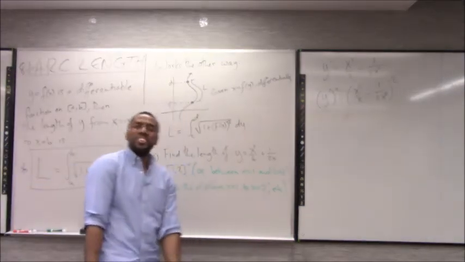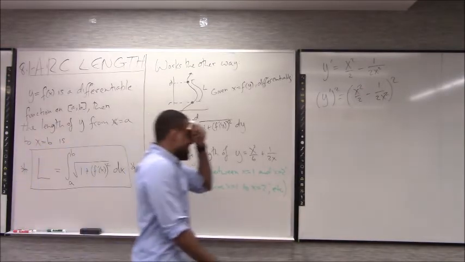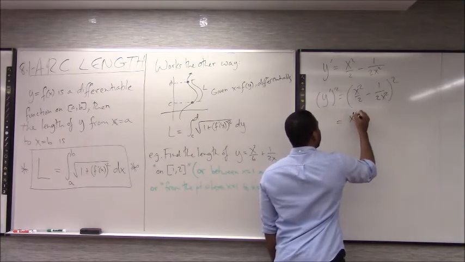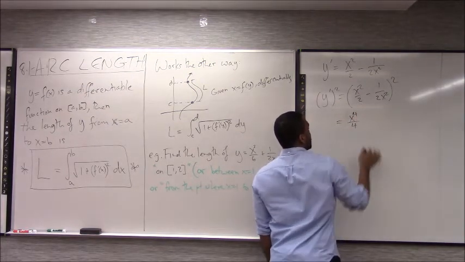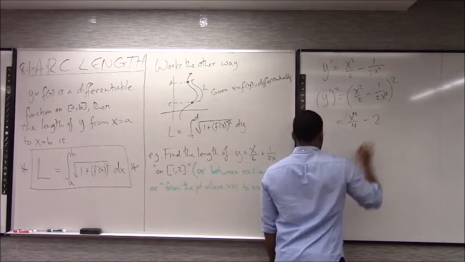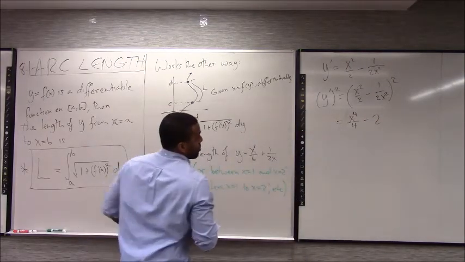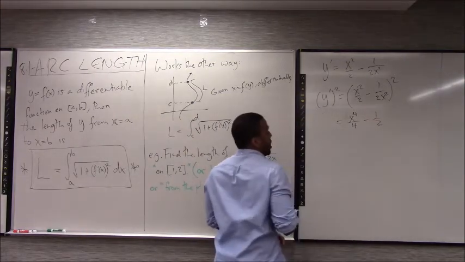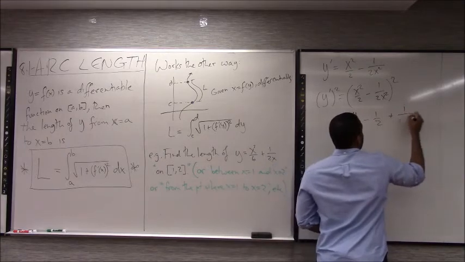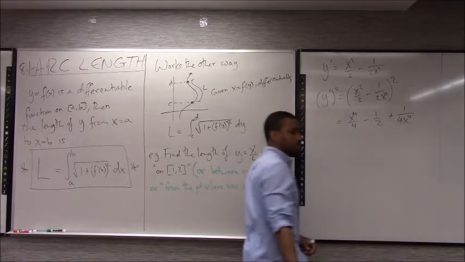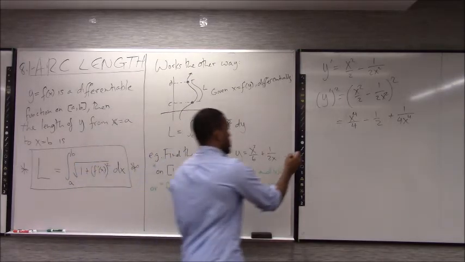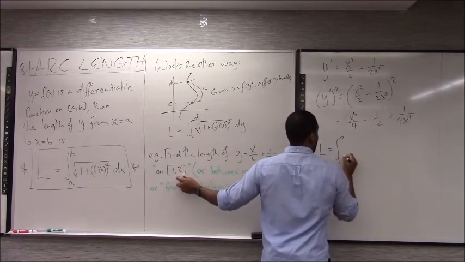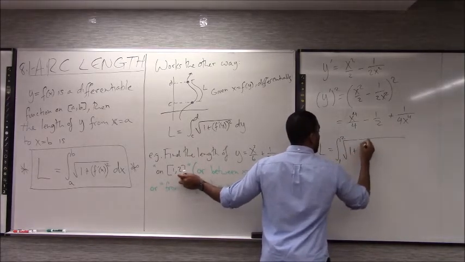Do you differentiate 1 over x again? Oh yeah. Okay, so it's this squared, this times 2, which ends up being minus a half, and then plus that squared. So it's 1 over 4x to the 4th. And so this means that the length of this integral is from 1 up to 2 of the square root of 1 plus this guy.